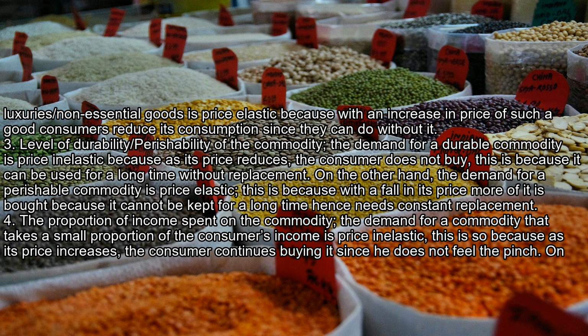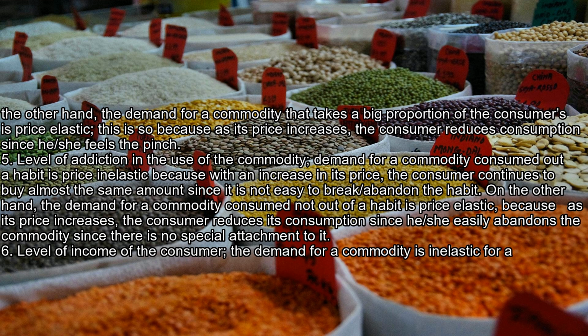4. The proportion of income spent on the commodity. The demand for a commodity that takes a small proportion of the consumer's income is price inelastic. This is so because as its price increases, the consumer continues buying it since he does not feel the pinch. On the other hand, the demand for a commodity that takes a big proportion of the consumer's income is price elastic. This is so because as its price increases, the consumer reduces consumption since he/she feels the pinch.